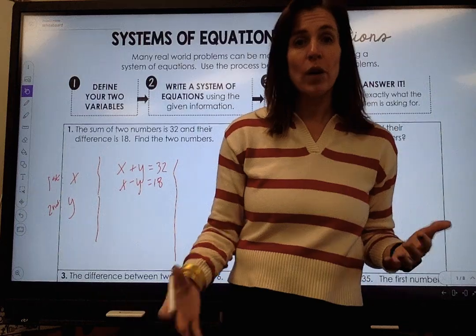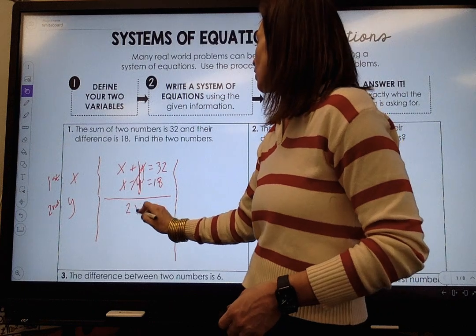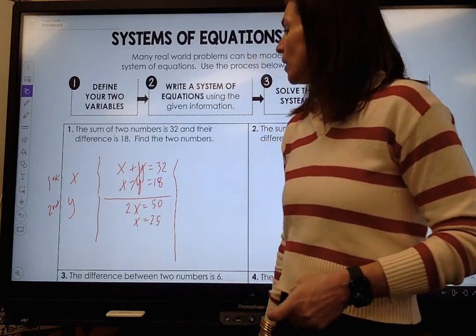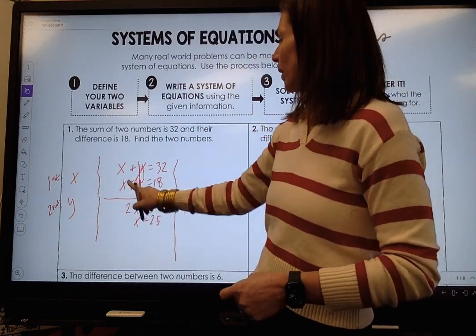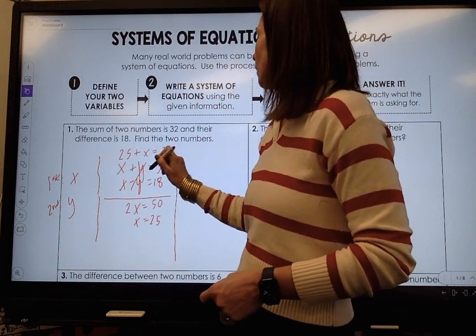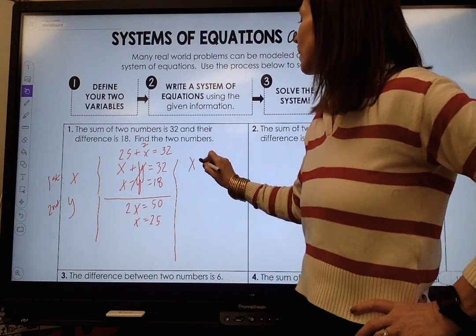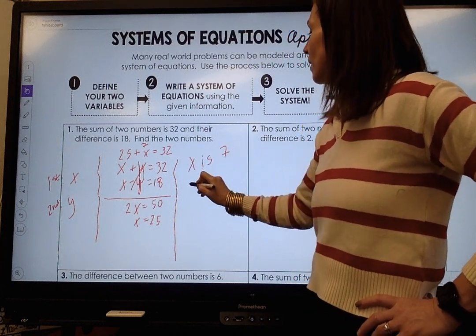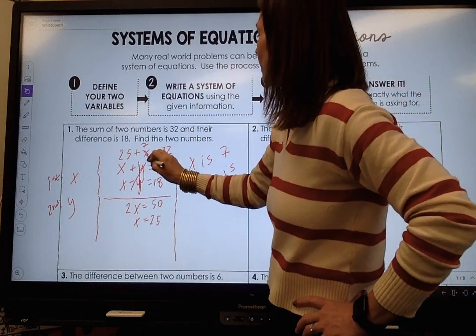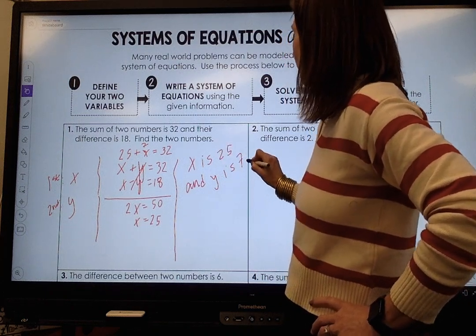Now, I can use anything I want. I'm going to use elimination here because my y's automatically cancel out, and I get 2x equals 50, and x equals 25. So if x is 25, remember you go back and plug it in, 25 plus what equals 32? 25 plus 7 equals 32. So my first number, x, is 25, and my y is 7, okay?